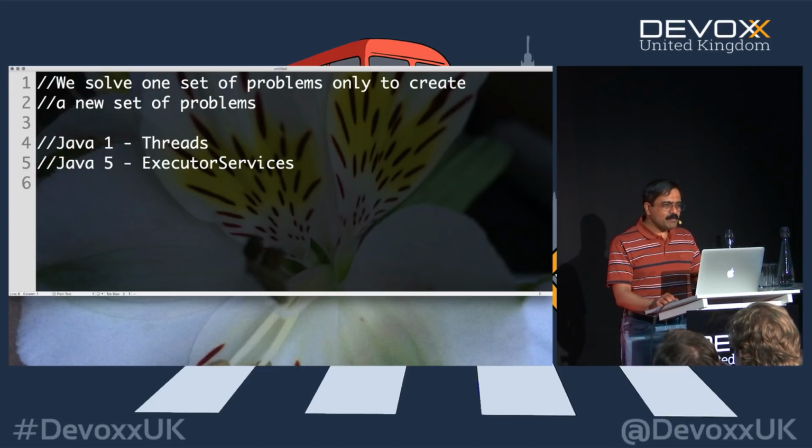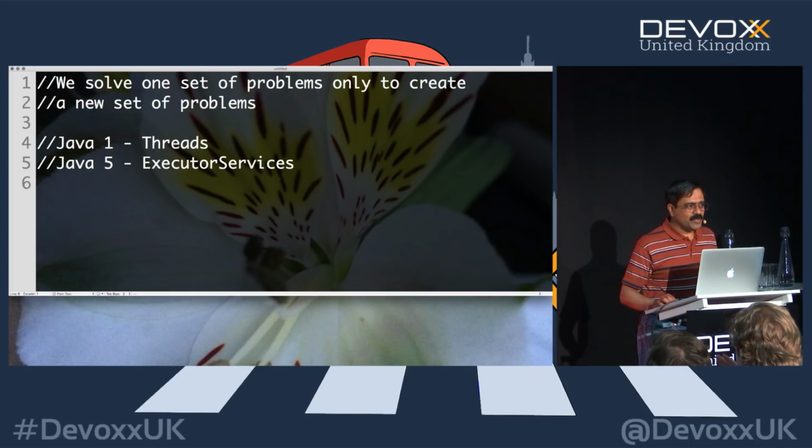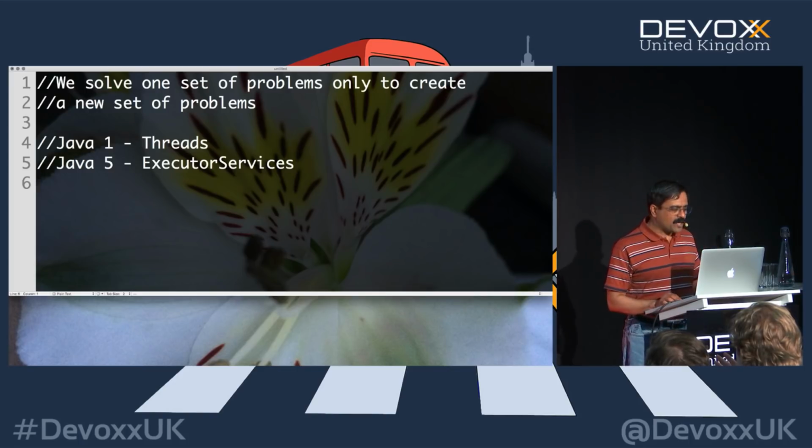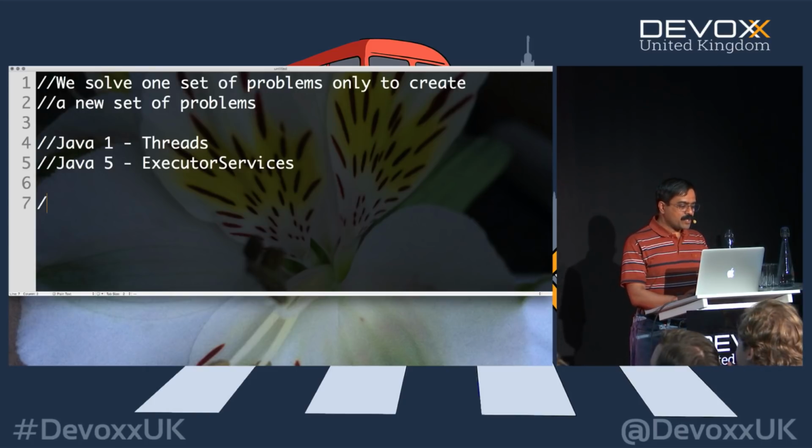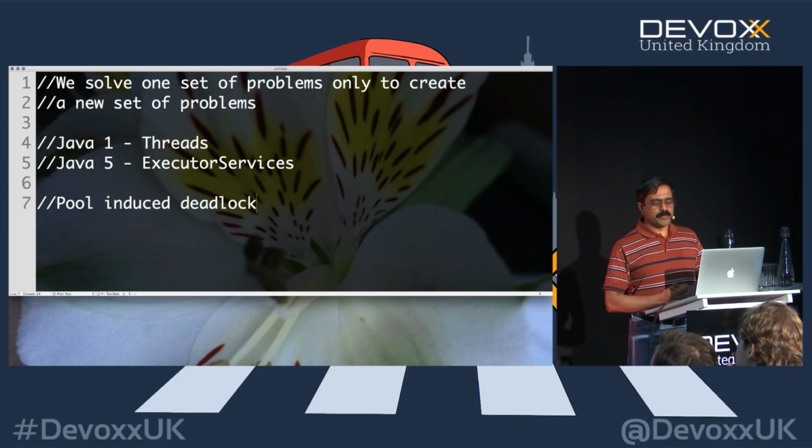And then as I was having my meal, I suddenly looked at the program, and it felt like it had been running a little longer than I thought it would. So I waited for maybe a few minutes, and it never actually terminated. I was a little surprised. I said to myself, why would this program not terminate? And that's when I discovered a problem which is called pool-induced deadlock.